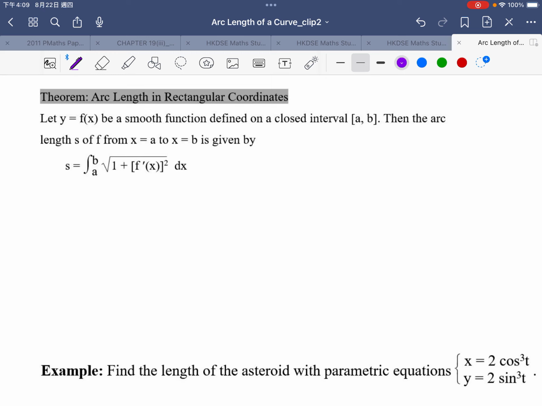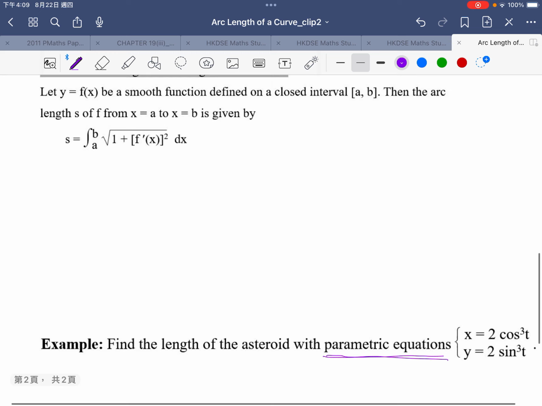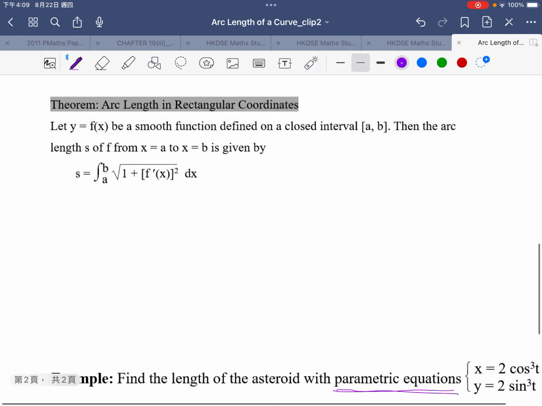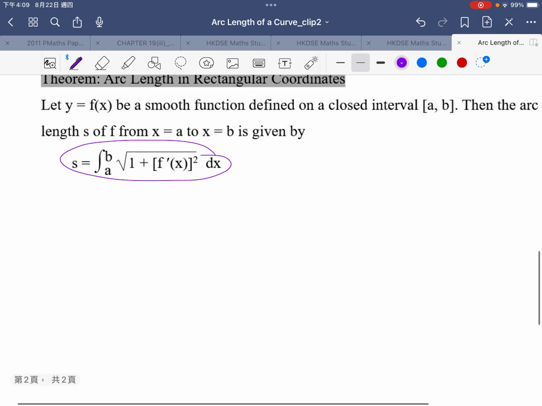In this video we will continue the calculation of arc length. This time we will calculate the arc length for a parametric equation form. Before doing an example, let's carefully study the format of the arc length equation.